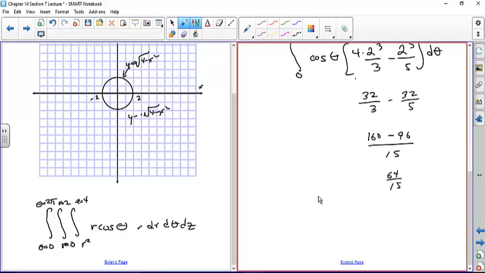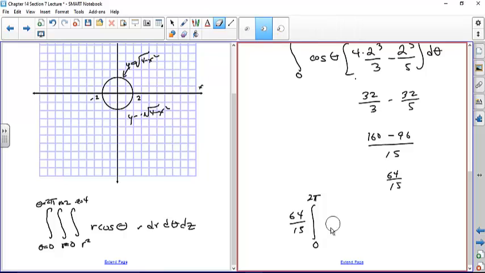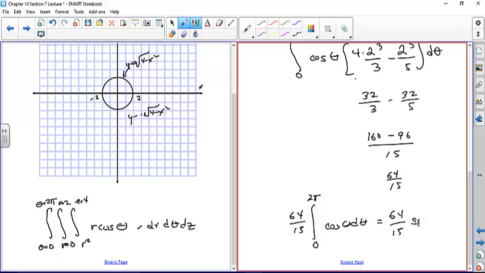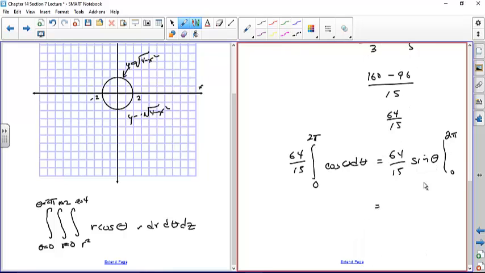So now we can pull out the 64 fifteenths and go from 0 to 2 pi of cosine of theta d theta. And the integral of the cosine of theta is the sine of theta. And we evaluate that between 0 and 2 pi. But the sine of 2 pi and 0 is 0. So I think we get 0, if I did it correctly.